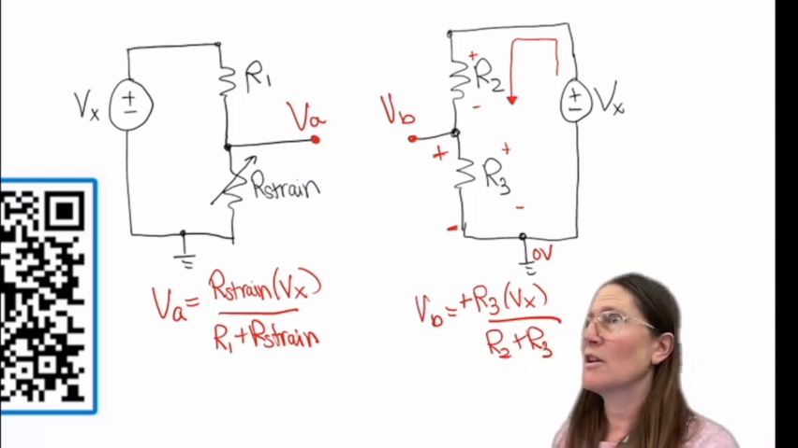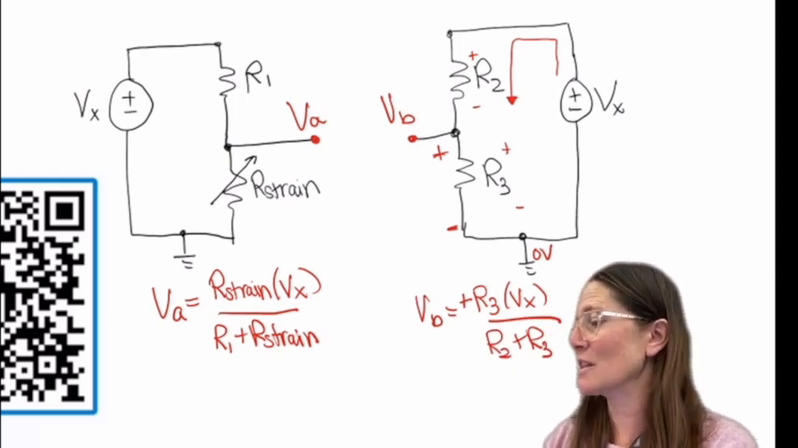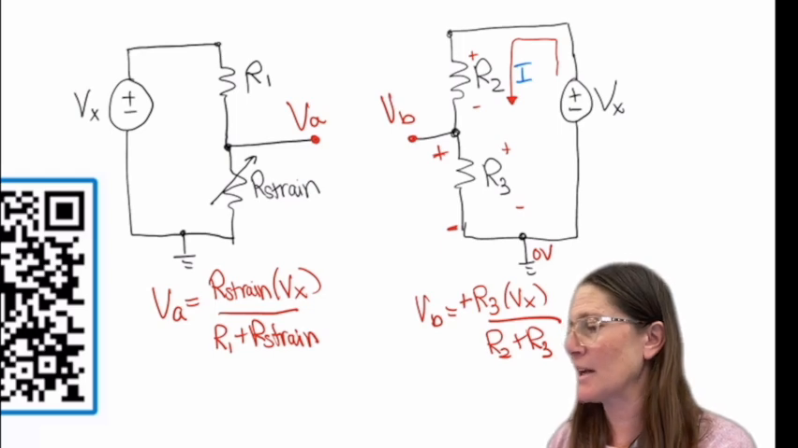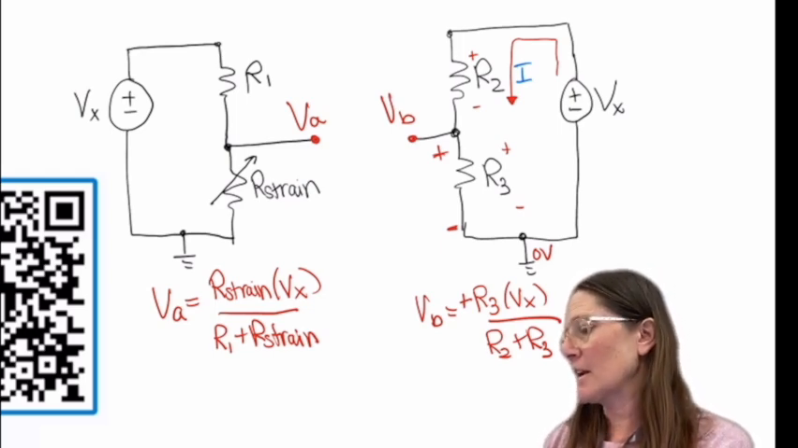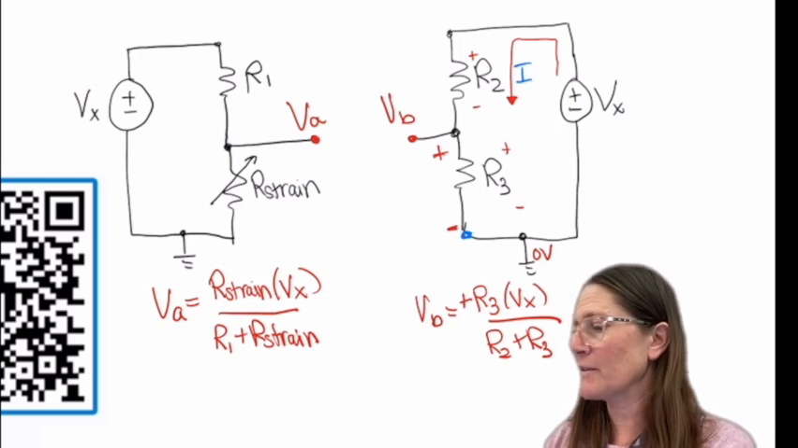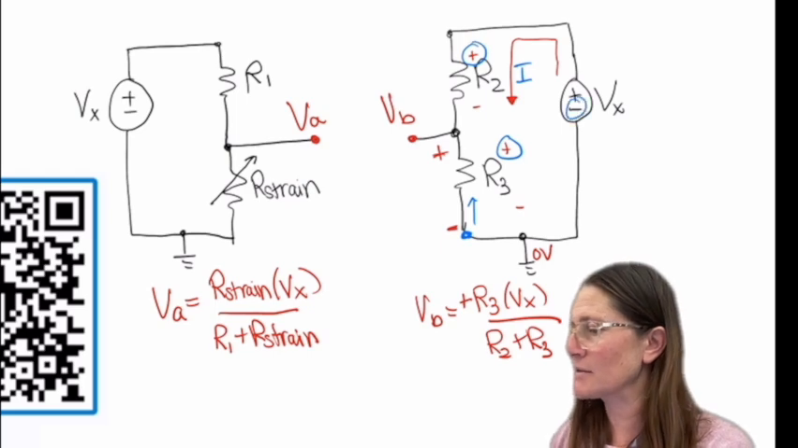If you don't see that, you could say that, okay, let me label this I, and then I can take a loop and go through these. If I go through in this direction, it would be a plus, plus, minus.